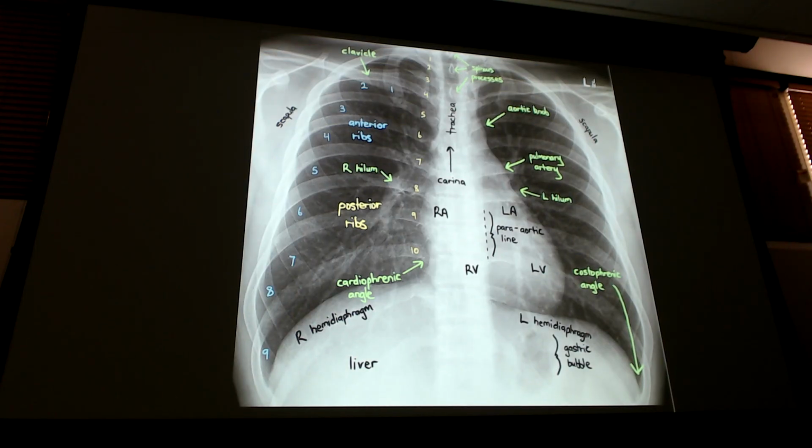Diaphragm, we already looked at. Costophrenic angle down here should be nice and sharp and point, not blunted, which these are sharp and pointy. When we get to those disorders, we'll see that.